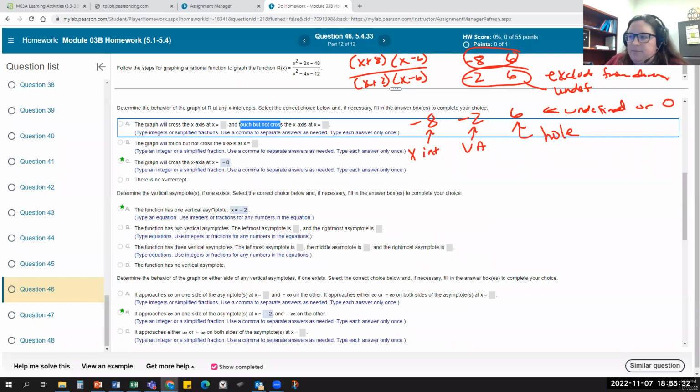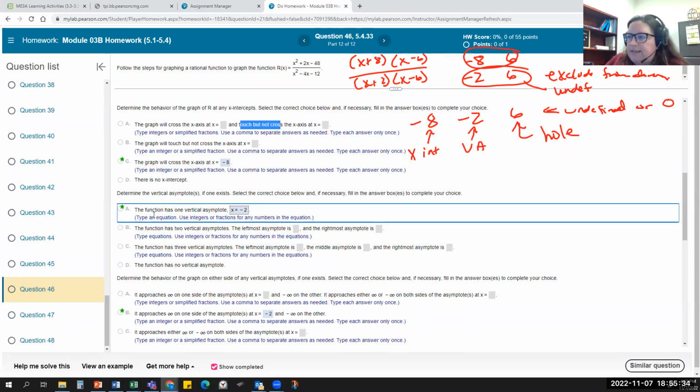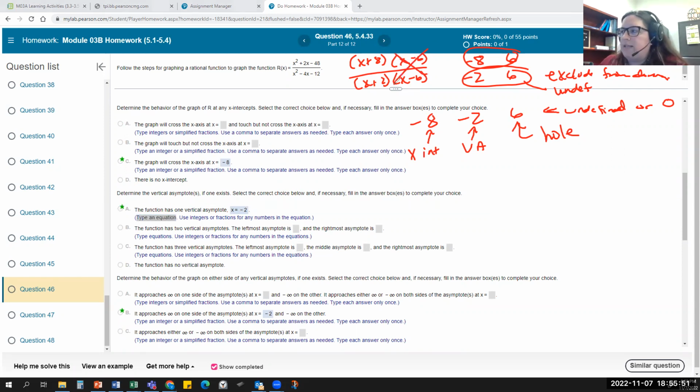Then you have the vertical asymptotes. You got to have the x equals, so it says type an equation. If you just type the number, it's going to count wrong. You got to have the x equals, it's the equation of a vertical line, and just the negative two. So again, the x minus six is now gone. There's not a vertical asymptote there. There's just a hole in the graph.